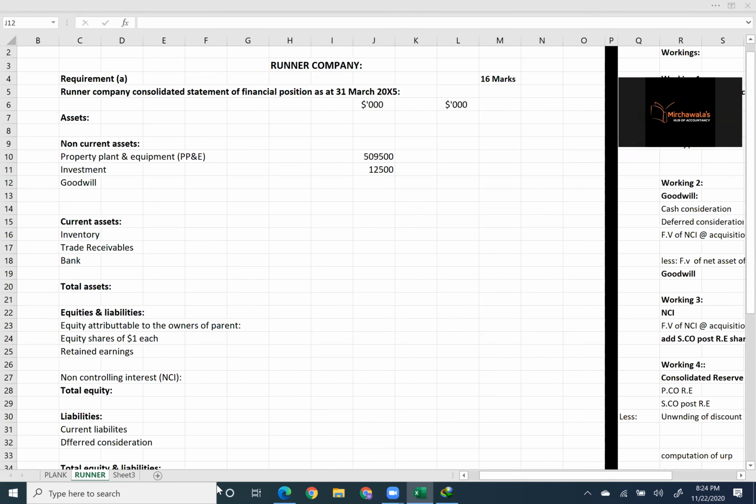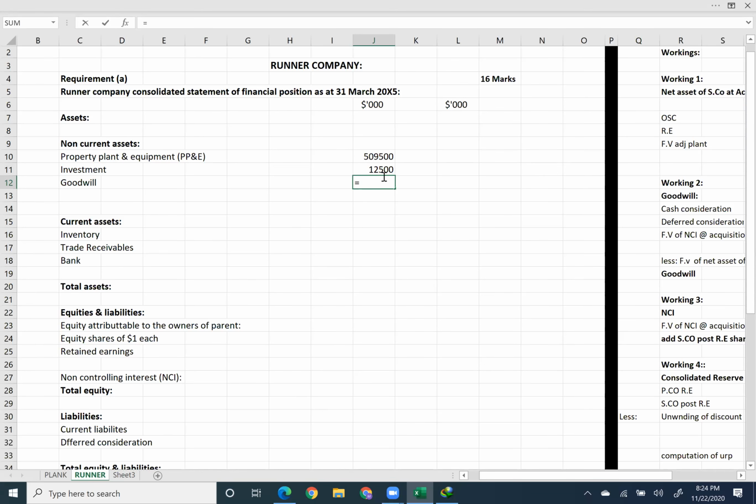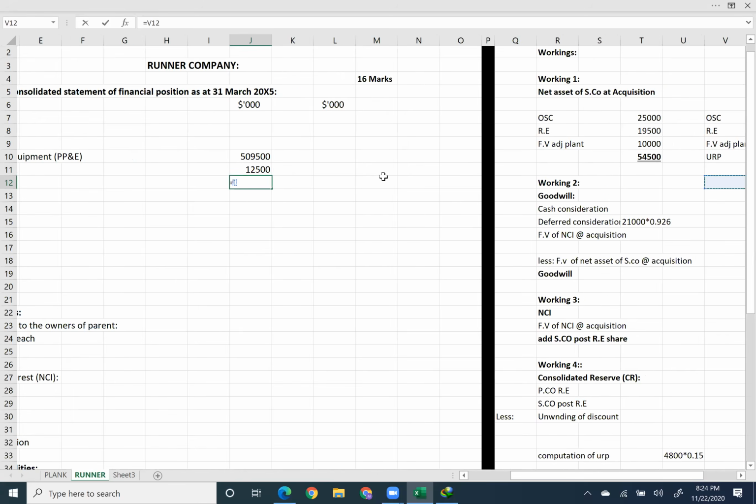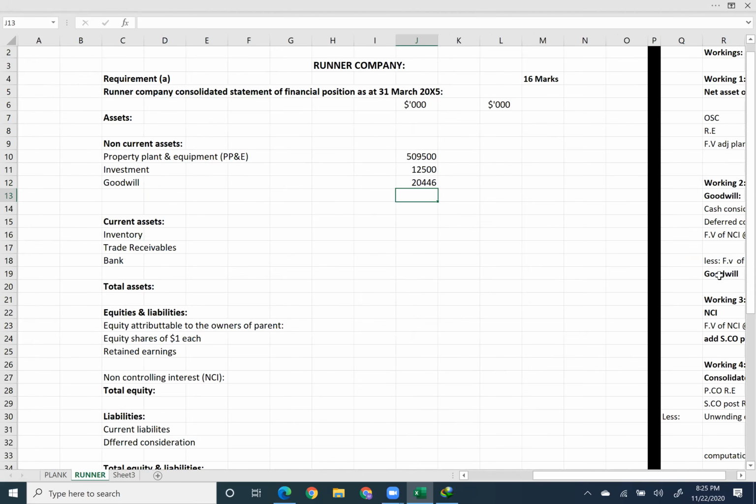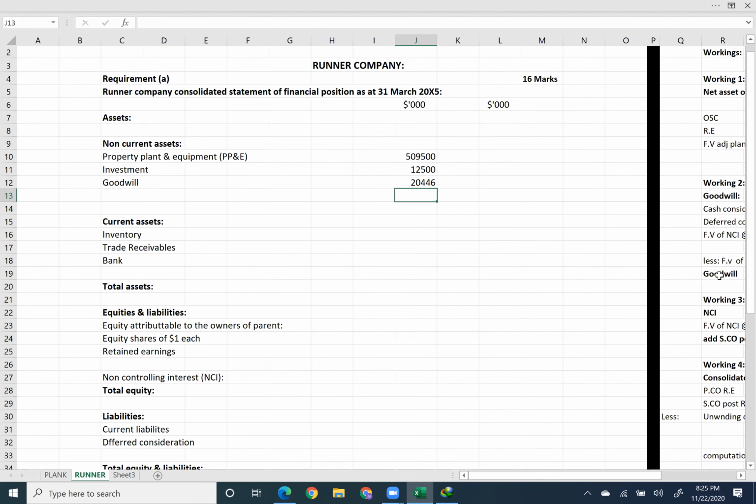Okay, now let's pick the goodwill. Goodwill, we need to pick ready-made. We have already calculated it. We just write equal to, and we'll pick goodwill. That's it. Okay. So that's your goodwill. Now you can also add the total non-current assets. Yes, you can.